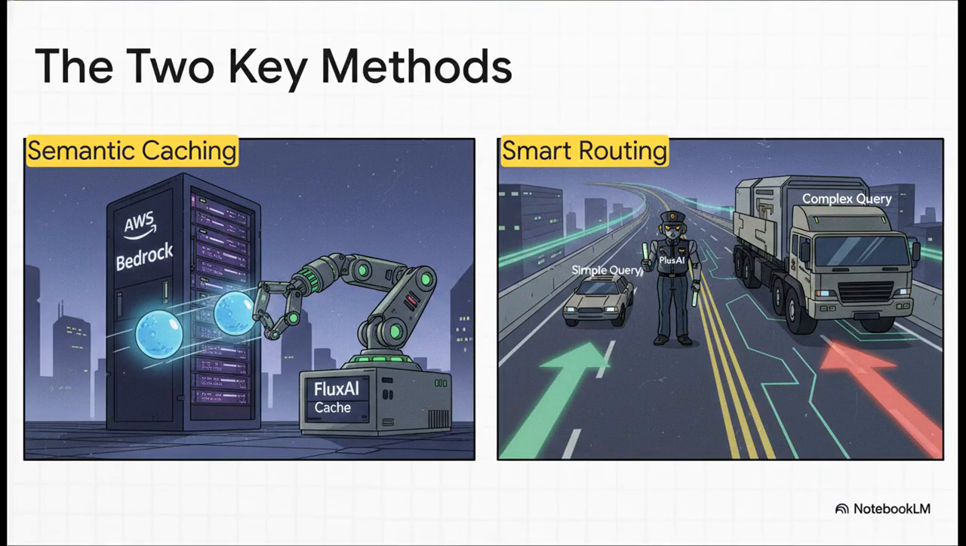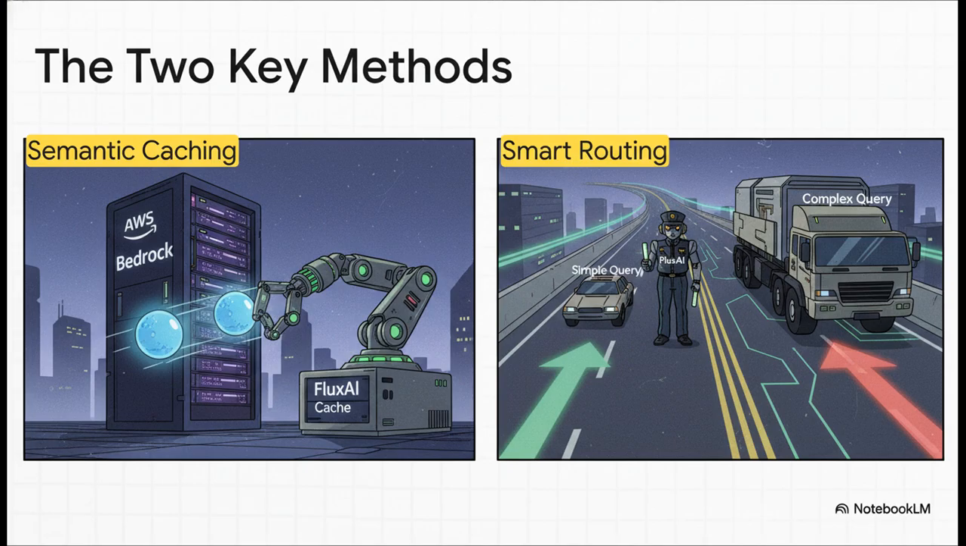So the savings really come from two main strategies. First up is semantic caching. Now, this is cool. Instead of just looking for exact match questions, it uses vector embeddings to understand the meaning, the intent of a query. If a new question comes in that's pretty similar to one you've already answered, boom, FluxAI just serves up the cached response, and you completely avoid another expensive API call.